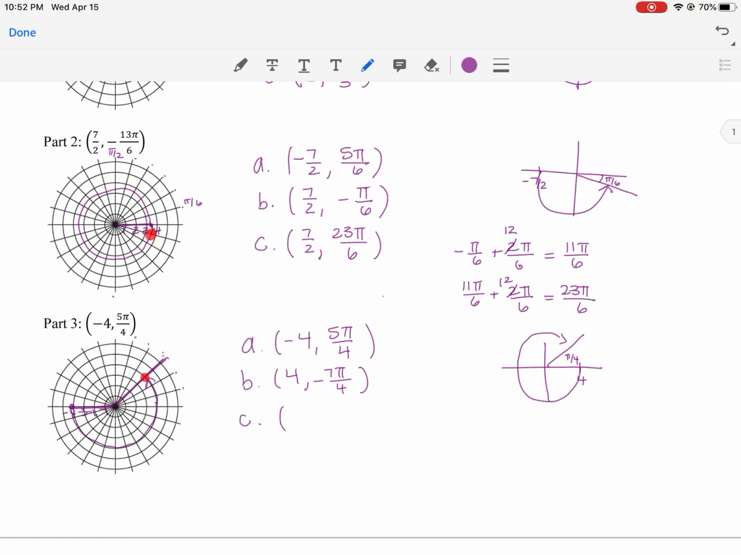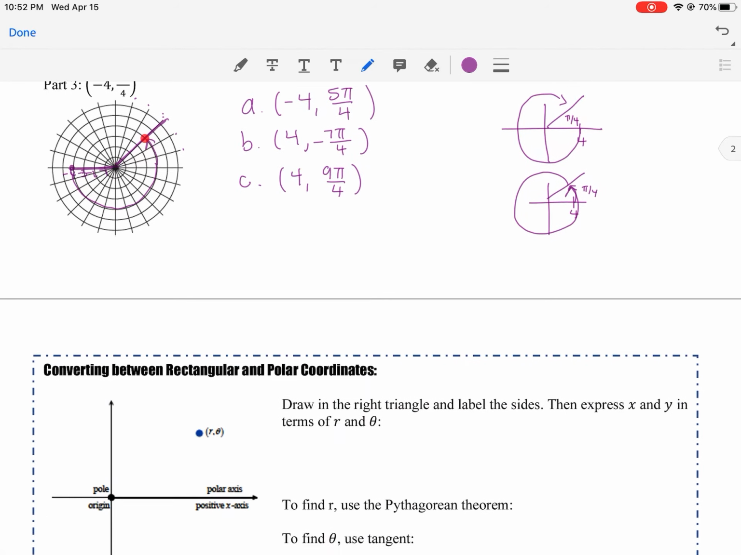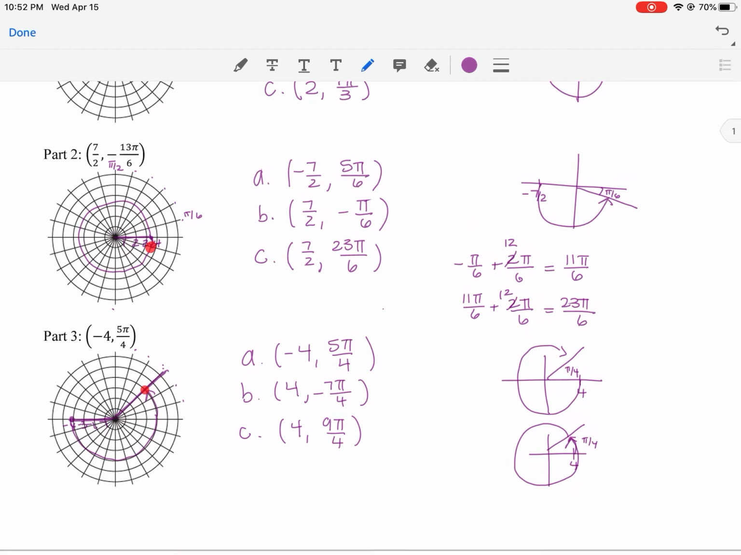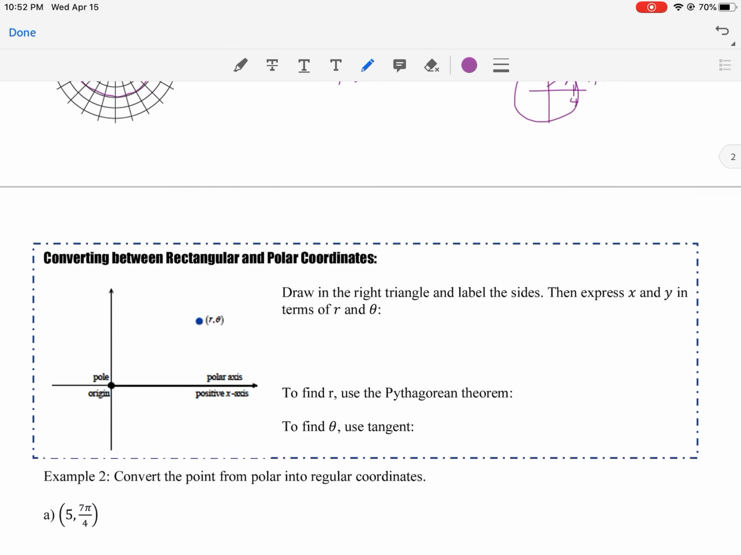Last but not least, if I take that positive 4, and I think about this being a positive direction now, right? So I start at positive 4, and if I went clockwise, I just have to go pi 4ths, right? But this time I want it to be greater than 2 pi, so if I go all the way around the circle and then pi 4ths again, that would be equivalent to 9 pi 4ths. Okay, so that's graphing polar coordinates.